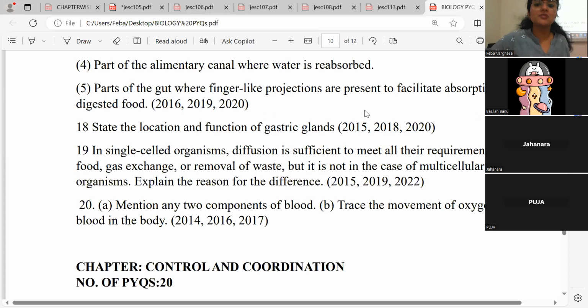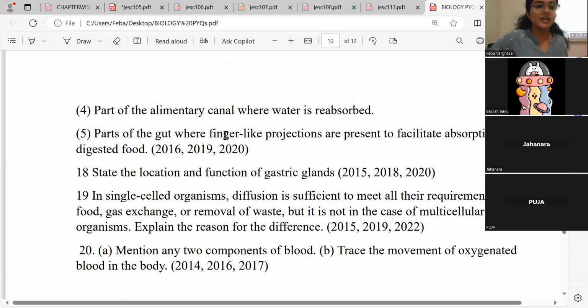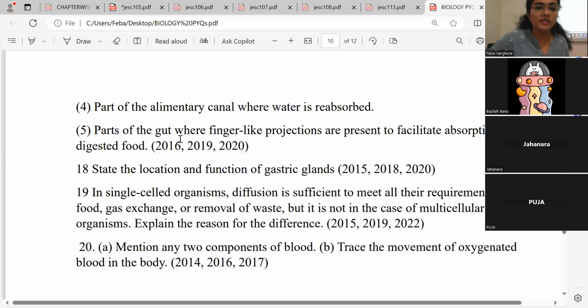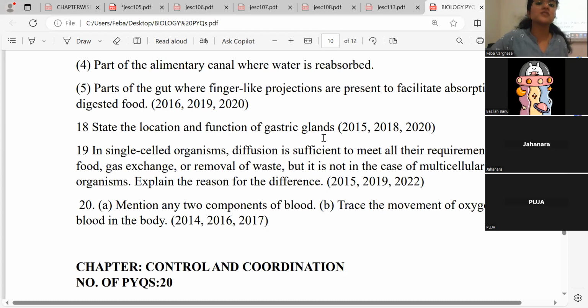The part of the gut where finger-like projections are present to facilitate absorption: yes, the villi. Villi are the finger-like projections. They are present in the small intestine. Yes.